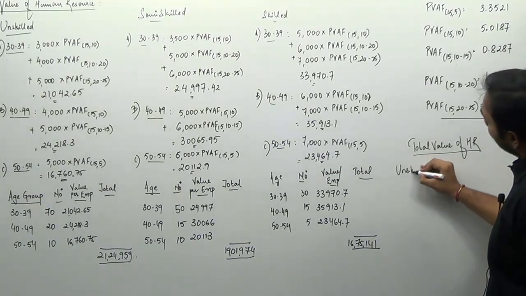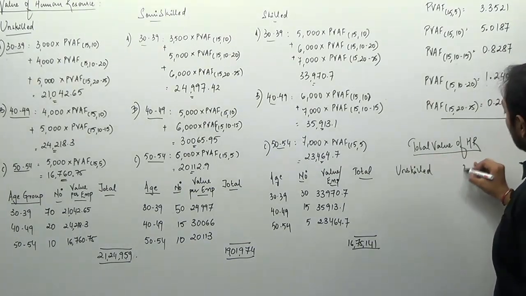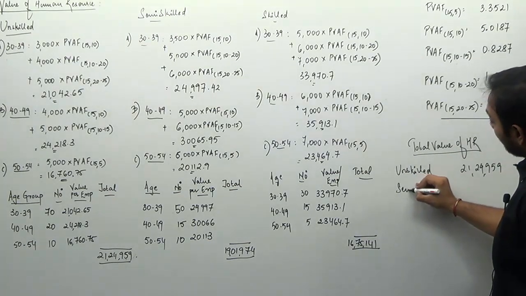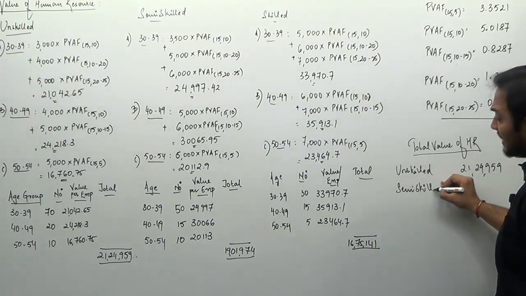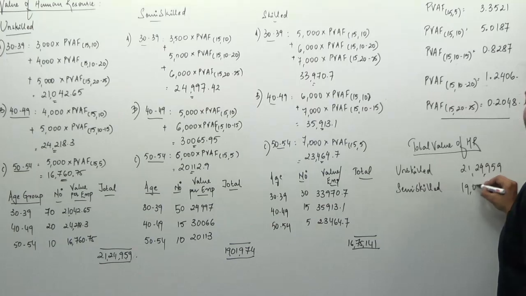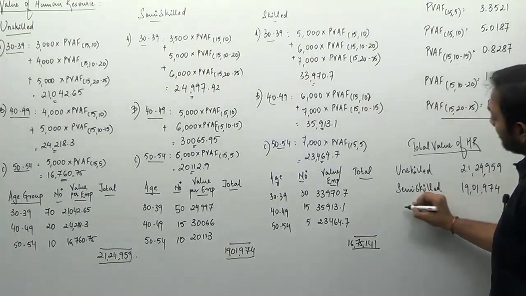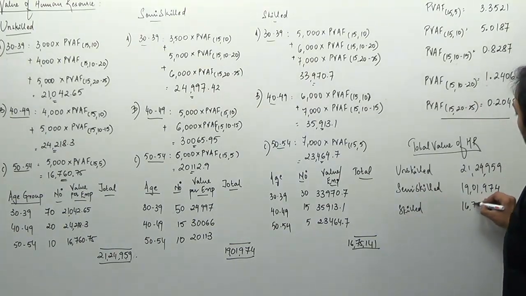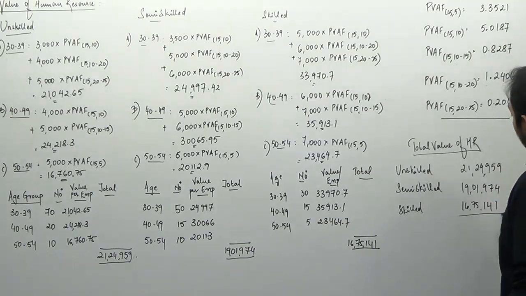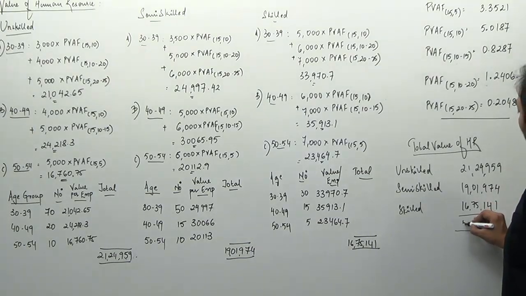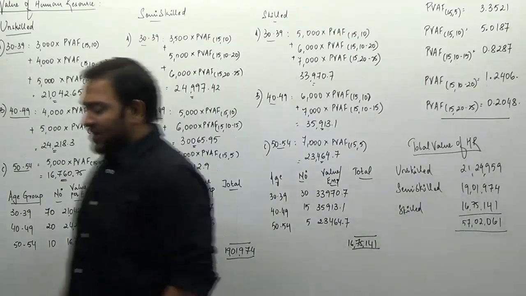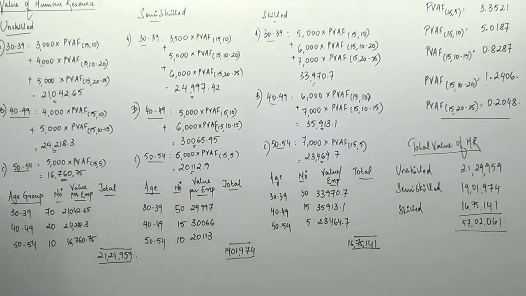Add everything: unskilled 2124,959, semi-skilled 1901,974, and finally skilled 1675,141. This total is 57,000 some change. It's okay. A difference of 100 rupees is fine.